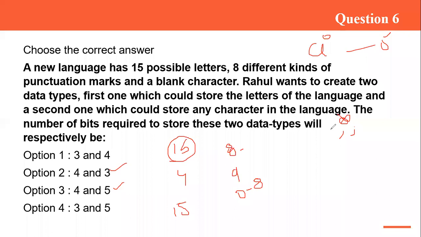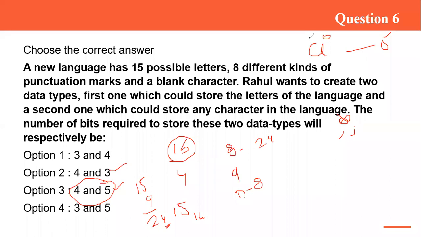I cannot take that. So I have to take 16, 17, 18, 19, like that will come. So it is like 15 plus 9. What is 15 plus 9? 24. Am I right? 24 is the maximum value I might need to store for the punctuation marks. So for storing 24, how many bits we need? 5 bits. So the answer is 4 and 5. Understood that, everyone?